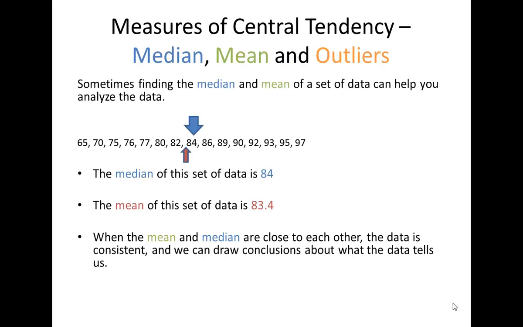Sometimes finding the median and mean of a set of data can help you analyze the data. Let's look at this list of values. The median of this set of data is 84. The mean of this set of data is 83.4. When the mean and the median are close to each other, the data is consistent, and we can draw conclusions about what the data tells us.